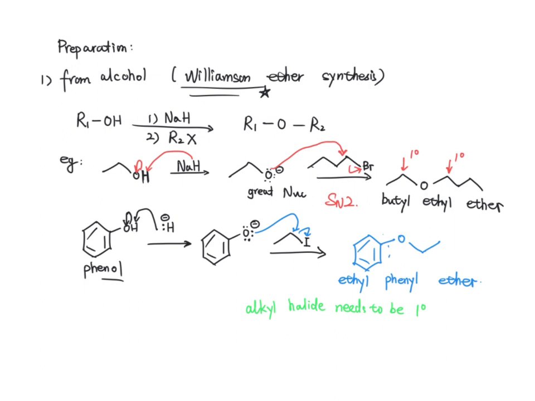So the E2 reaction will be dominant for the secondary alkyl halide. And if this alkyl halide is a tertiary alkyl halide, the problem here is you will not even have the SN2 reaction mechanism. E2 will be the major reaction for it. So here, the alkyl halide for the Williamson ether synthesis needs to be the primary alkyl halide.